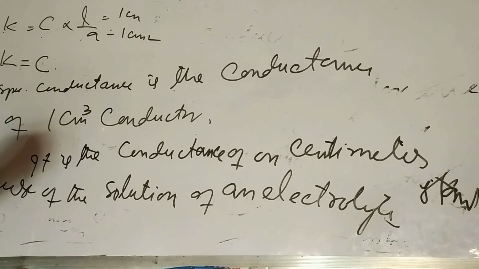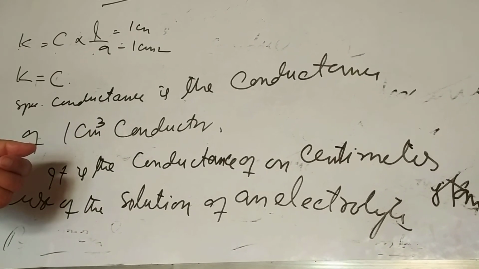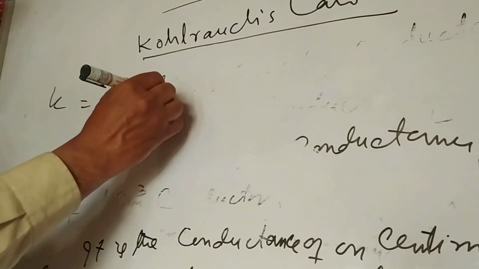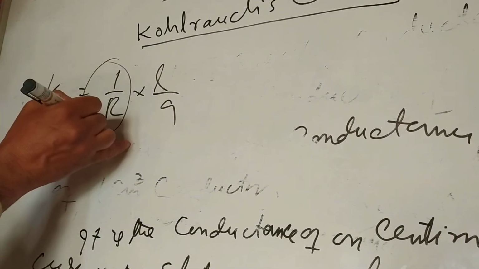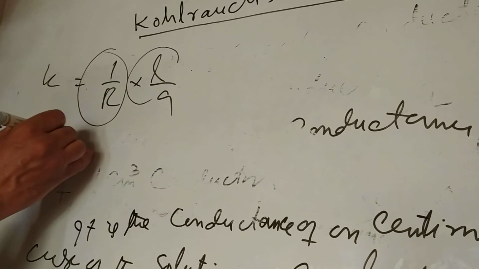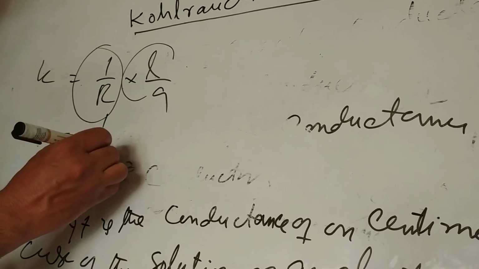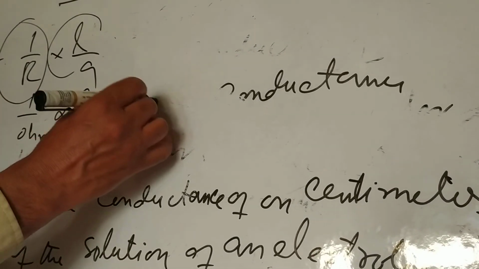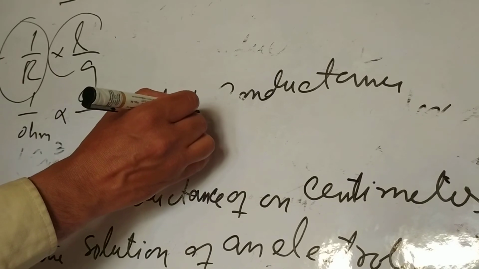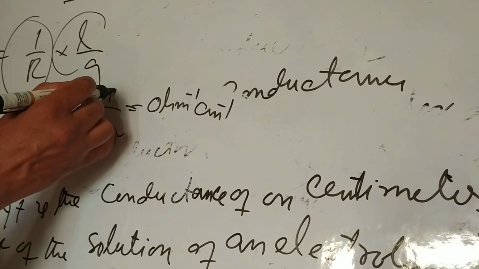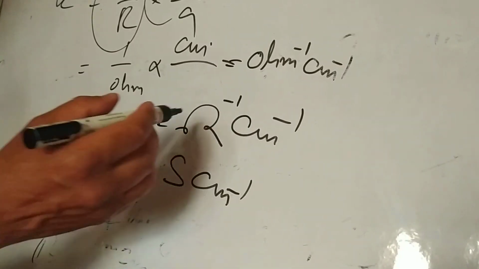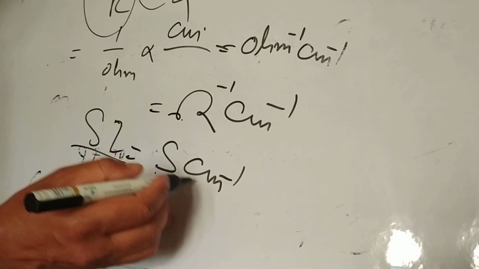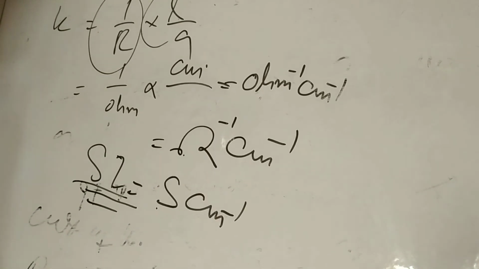We have a cell whose length, breadth and height is 1 centimeter, and its conductance is called specific conductance. Specific conductance is equal to conductance times L over A. Conductance is the inverse of resistance, and L over A is the cell constant. If we look at the units, it is 1 over ohm into centimeter over centimeter square. So the unit of specific conductance is ohm inverse centimeter inverse, because centimeter over centimeter square gives centimeter inverse. We also write it as omega inverse centimeter inverse. The SI unit is Siemens per centimeter. This is the unit of specific conductance.